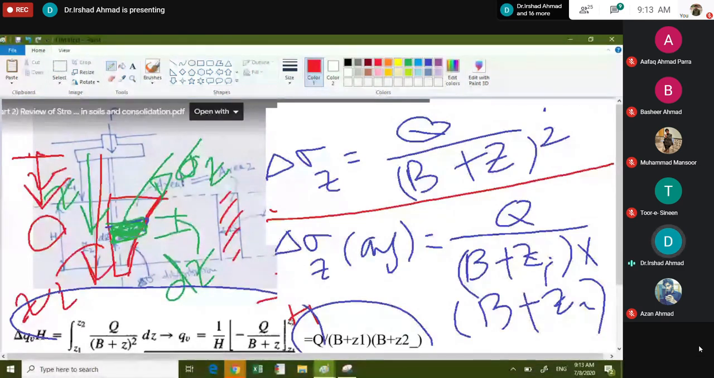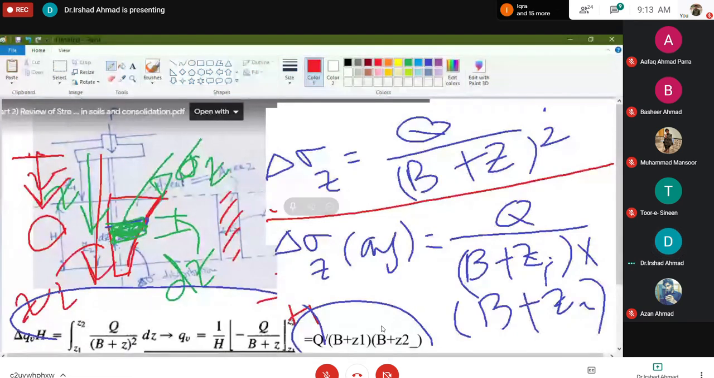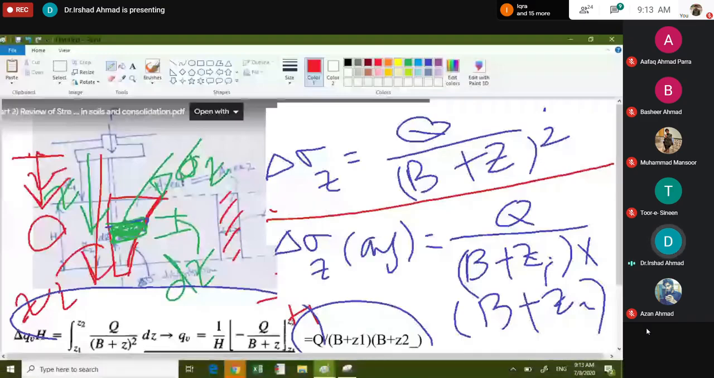Anybody else? Anybody else? यार दोनों इक्वेशन में क्या फर्क है अभी मैंने डिराइव किया आपके लिए. जी.